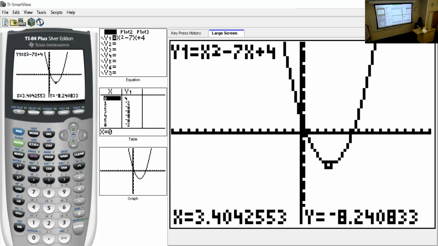With me? Good. I'm going to write it on the side, so if I had to write the domain of this function, negative infinity to positive infinity, yes. Range, starting at -8, going up all the way up to positive infinity.